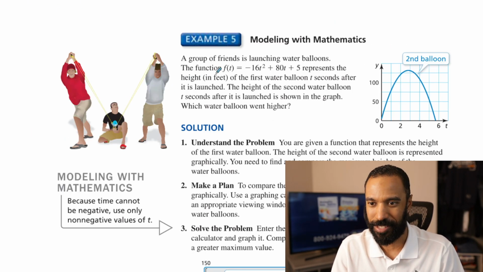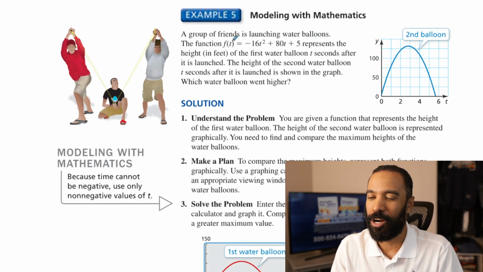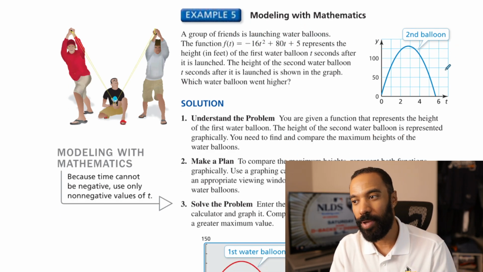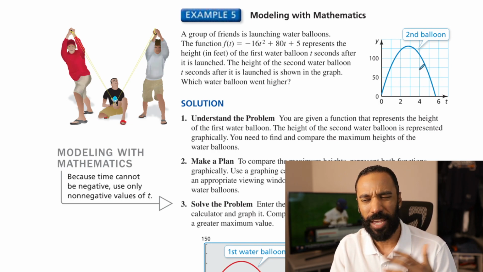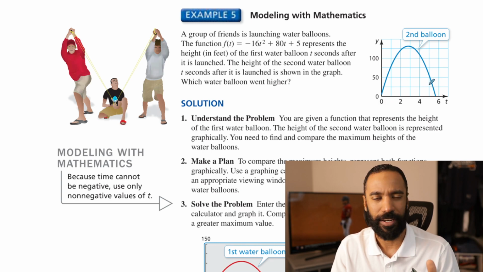Okay. Oh, I see what this is. I thought they were dancing. A group of friends is launching water balloons. The function. Oh, and here's where we actually get to use graphs. I guess we did last time. But this negative 16t squared is the gravity thing, right?